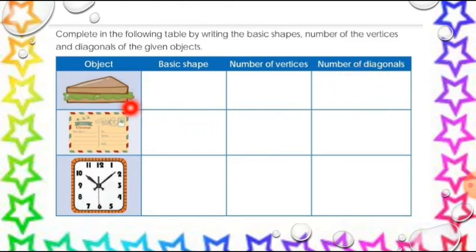In the same way, you look at the next 2 objects and write the basic shape, number of vertices and number of diagonals here. Got it, children? This is your textual homework. You can answer it in the textbook itself. Okay, dears.